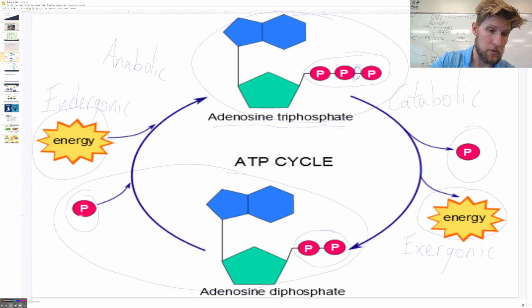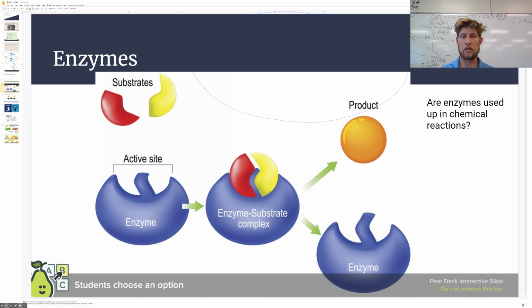All right. Now, let's see. What's catabolic? Draw, label, ATP cycle. Okay, let's move on to enzymes. All those other slides are to help you practice. Now, let's look at this. Now, here's the question. Are enzymes used up in chemical reactions? Well, let's look at this.